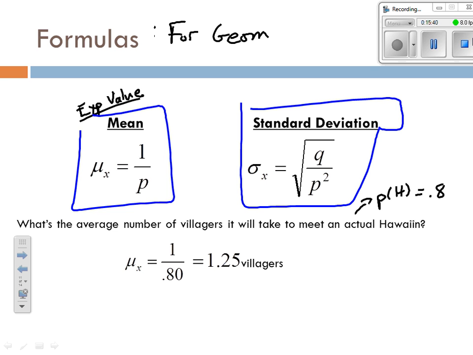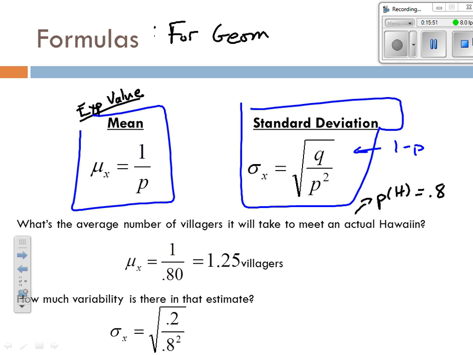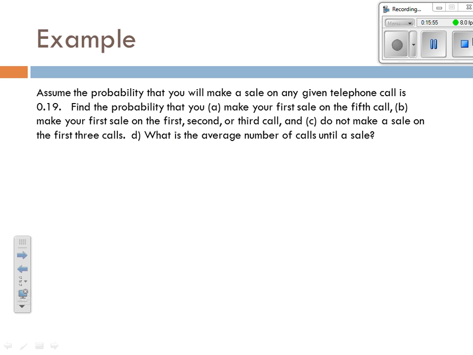Typically, with so many native Hawaiians, you would expect to meet most of them. And then how much variability? It's literally just plugging into the formula. Again, q is just 1 minus p, or the probability of failure. So 20% of the people aren't. Plugging into the formula is pretty straightforward. I'm not going to do all the problems here.